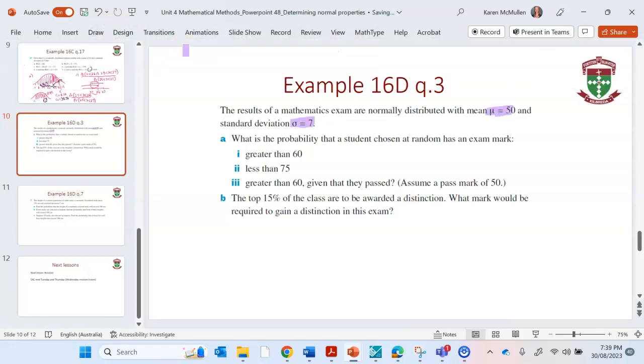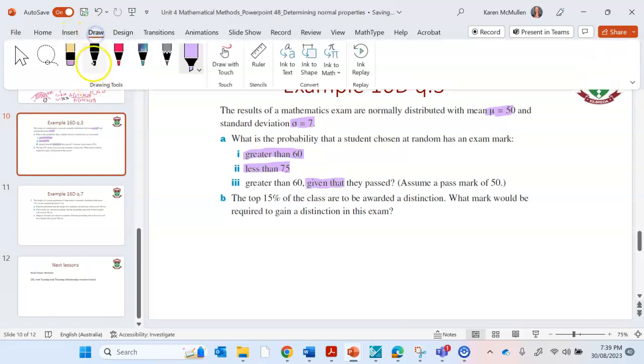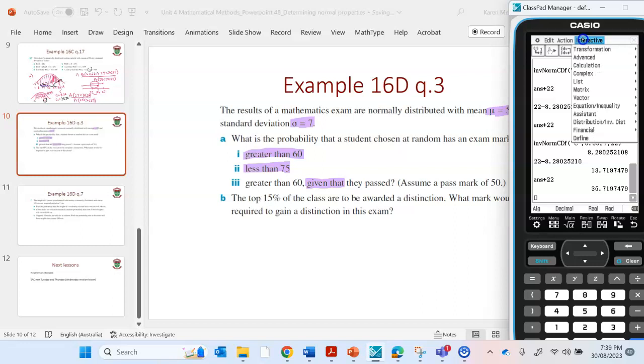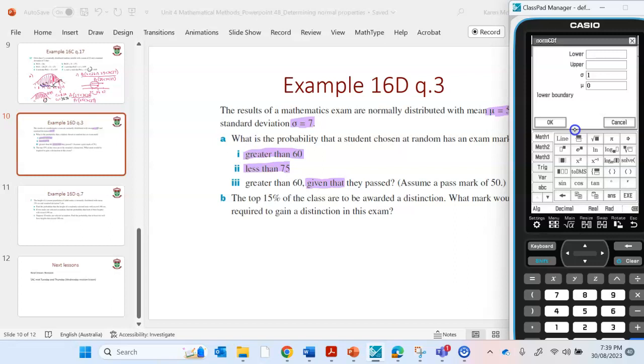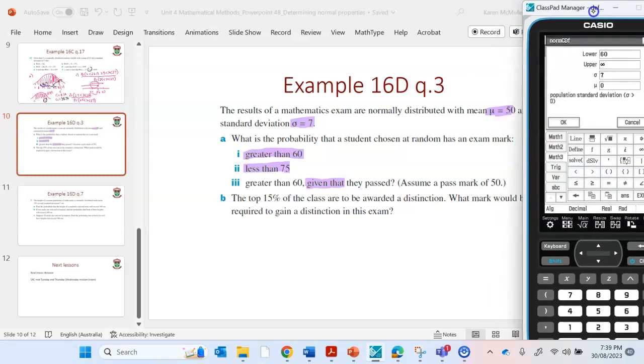What is the probability that a student chosen at random has an exam mark greater than 60, and then less than 75? And then we've got a given that, which is your conditional probability. Let's do the first one. Greater than, so we're just looking for probabilities, so it's distribution, continuous, normal CDF. 60 is our lower limit and infinity is our upper limit. Our standard deviation is 7 and our mean is 50.